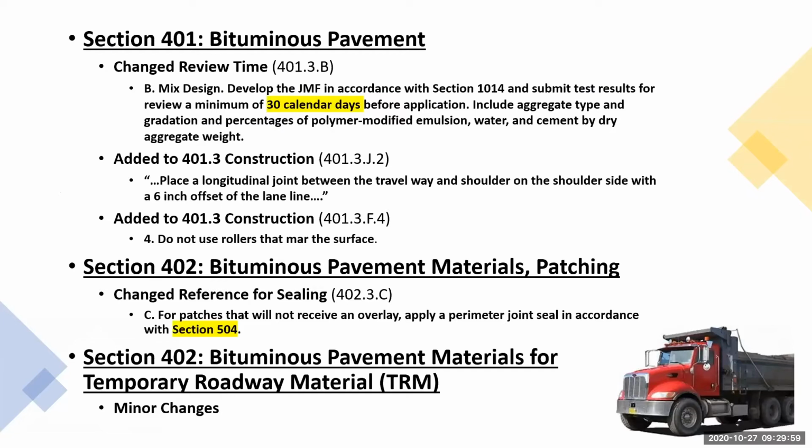Joint location, just some clarifications on where it's at, and some descriptions of what the rollers do, not to mar the surface. So we have the final product that meets the 10-foot straight edge or as it's presented, whatever the contract has in it. 402 for patching, again, versus trying to restate what joint sealing is, we get into the section that it's referenced in 504, and it's also part of the basis of payment that it's paid under 504.